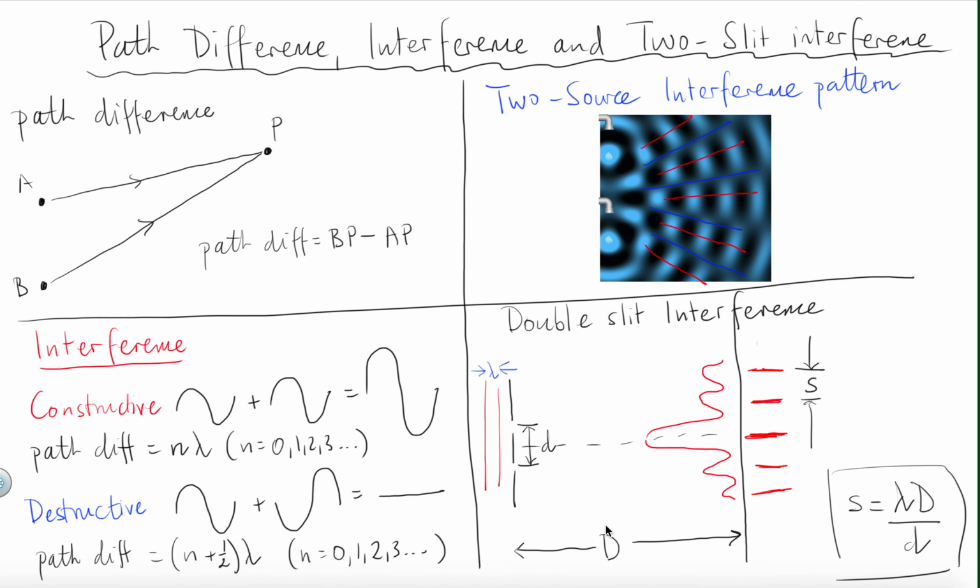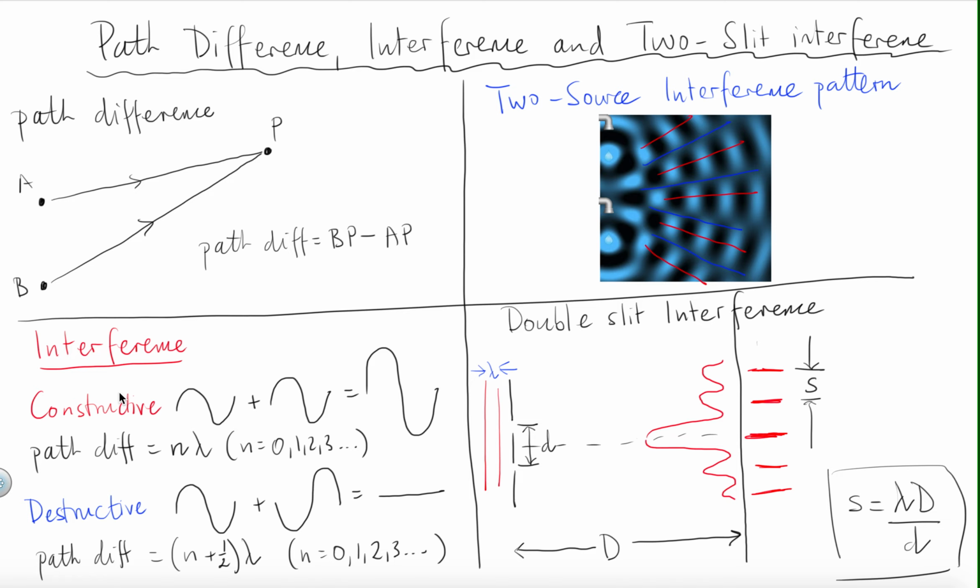Now let's finally talk about path difference, interference and two-slit interference, because they are all related. By path difference, we mean the difference in the distance at a certain point between two sources of waves. So here we have two sources of waves, A and B, and they both arrive at point P. The path difference is simply the difference in the distance the wave has had to travel from B minus the distance that the wave has had to travel from A, or BP minus AP in this case.